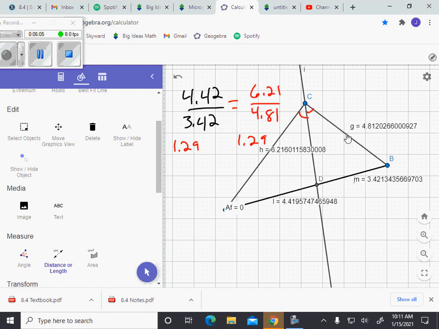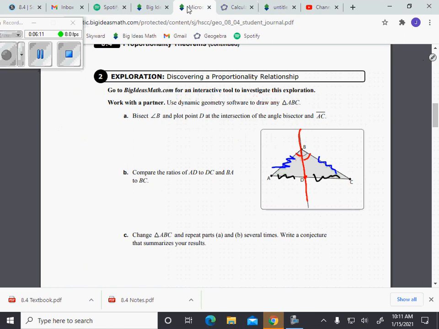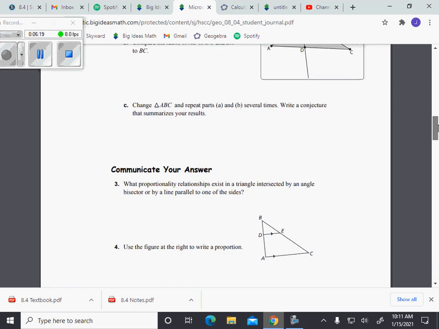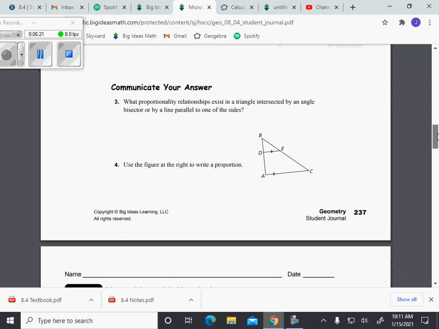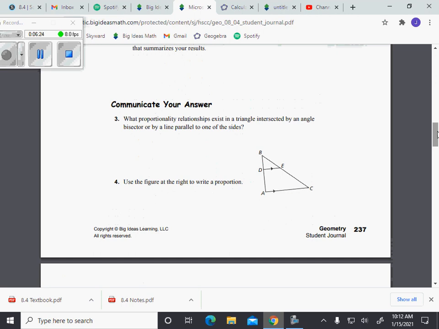So when we have an angle bisector on the triangle that goes through the opposite side, we know that we have proportional side lengths. Number 3, what proportionality relationships exist in a triangle intersected by an angle bisector or a line parallel to one of the sides? We just went through that. I'm not going to write a long definition for you. We just discovered it.